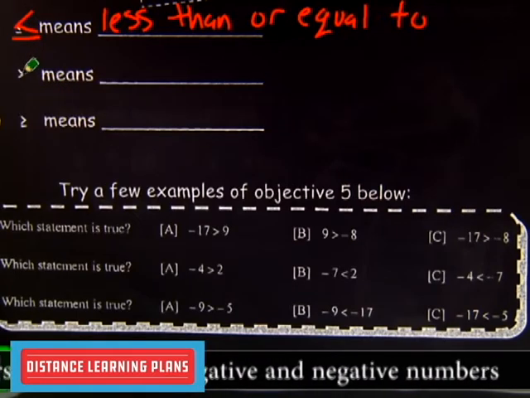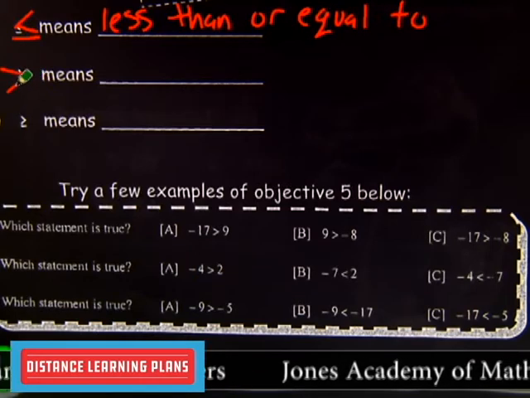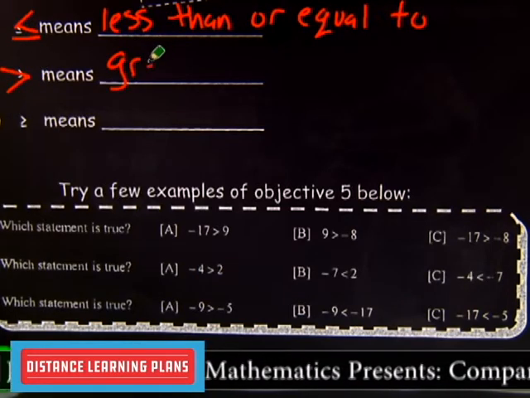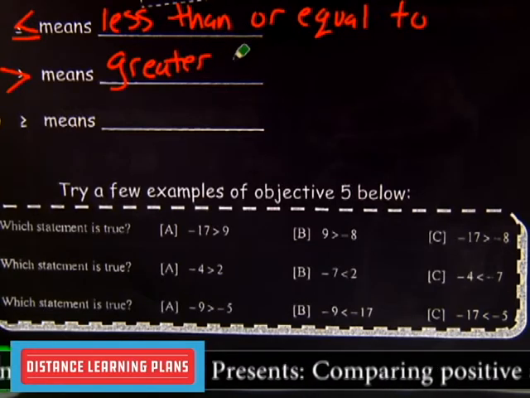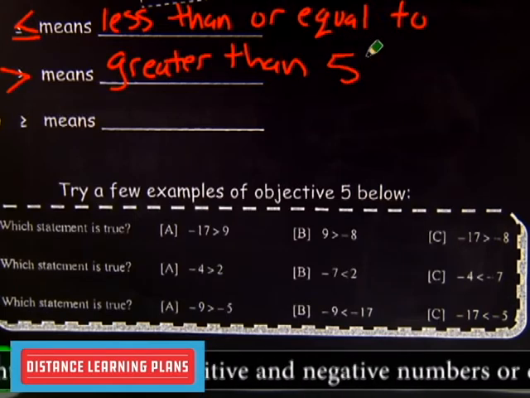Now this one points right. So if you're thinking, okay, less than points left, then if it points right, it's not pointing left, so it must be greater than. Greater than. An example of greater than, 5 is greater than 2.